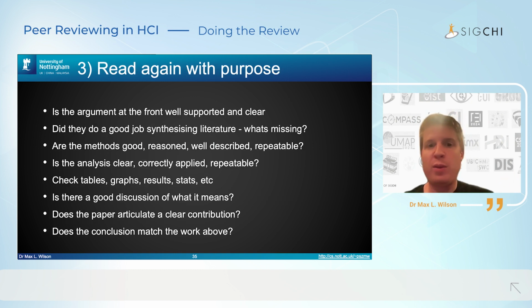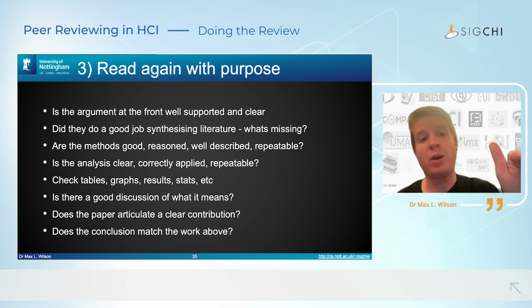So then once you've done that though, then you can read again with purpose. And so the fast read might be like 20 minutes looking at all the different bits of the paper. The deep read is where you would spend whatever time you spend reviewing a paper, where you really go into it. Like, what is the argument they're making? Is it clear and well organized and logical as an argument? Have they got the right areas of literature? Have they synthesized them well?